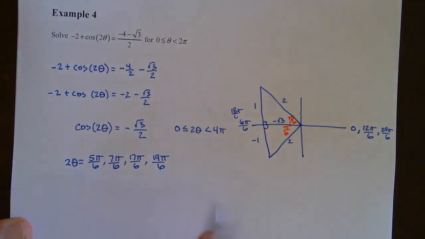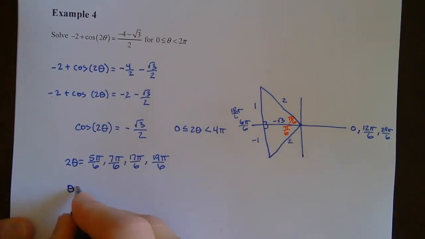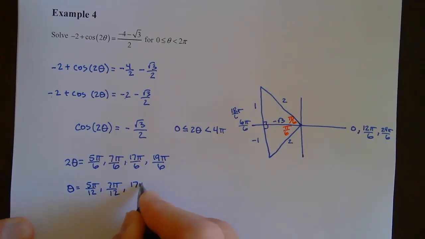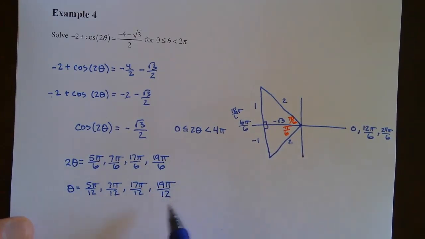Now, how do I get theta by itself? Well, I'm going to have to half each of these. So theta would equal 5 pi over 12, 7 pi over 12, 17 pi over 12, and 19 pi over 12. Have I gone over 2 pi? No, I haven't, because my restriction is theta can't be more than 2 pi. 2 pi in 12ths would be 24 pi over 12, and 19 pi over 12 is smaller than that. So we've got them, and there's my 4 answers to this problem.